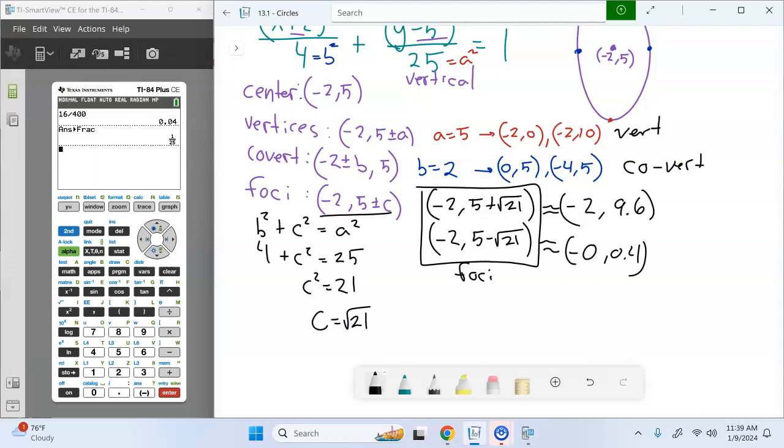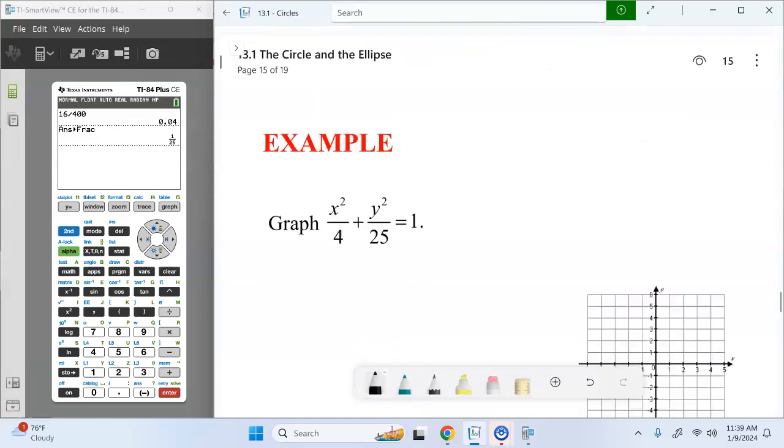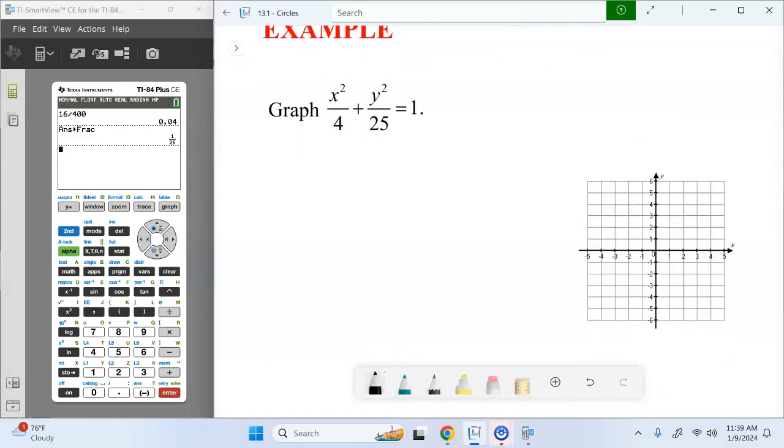Questions on that? All right. So that's all the completing the square we're going to have to do. Everything else is just working from the equation to identify some of those features. So again, it all comes down to the center, which is H and K, and we need A, B, and C in order to get our vertices, our co-vertices, and our foci.